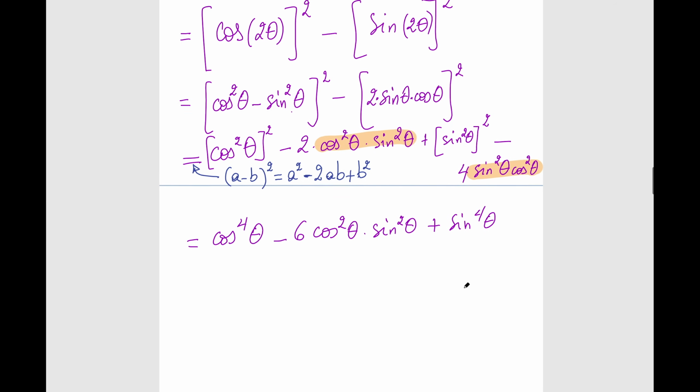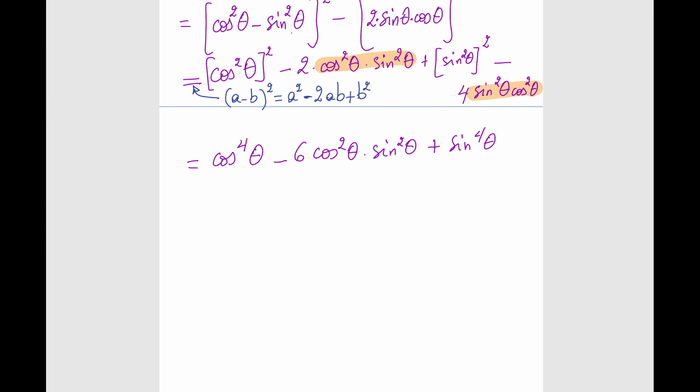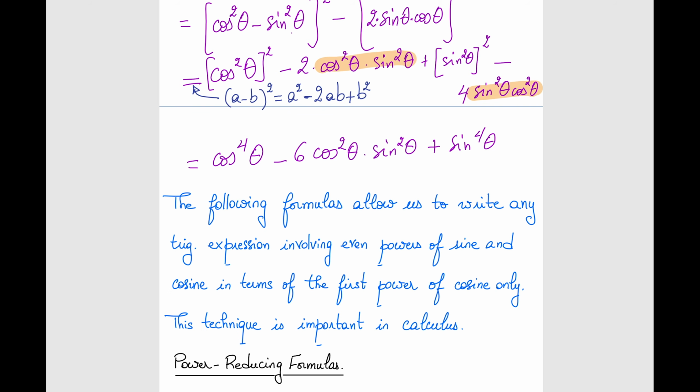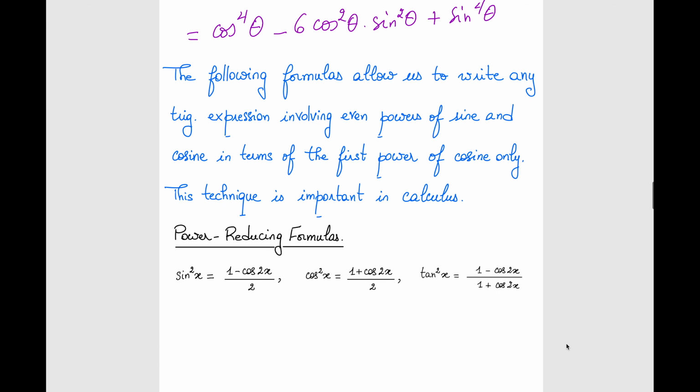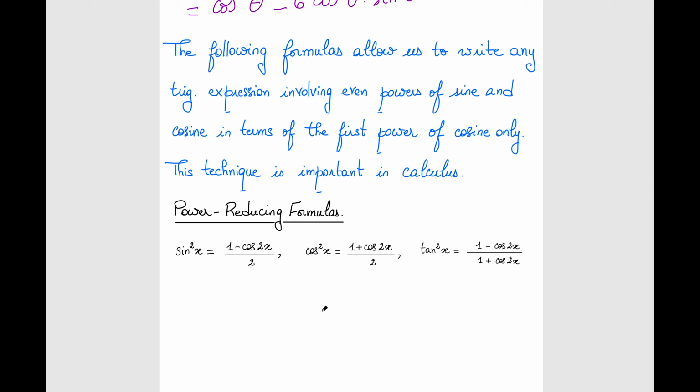All right. Moving on. Let's now mention and prove the power reducing formulas, and these formulas are going to allow us to write any trig expression involving even powers of sine and cosine in terms of the first power of cosine only. And this technique is important in future courses, especially in the calculus sequence.